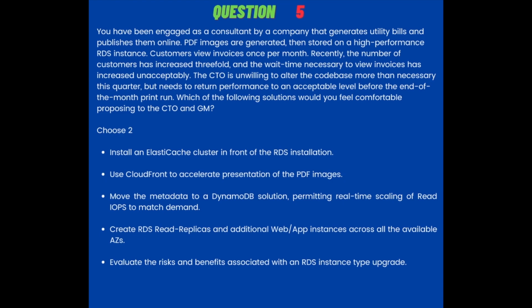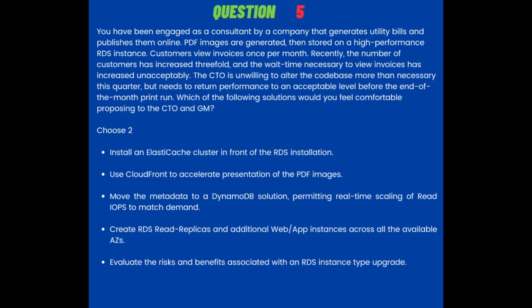Recently, the number of customers has increased threefold, and the wait time necessary to view the invoices has increased unacceptably. The CTO is unwilling to alter the code base more than necessary this quarter, but needs to return performance to the acceptable level before the end of the month print run. Which of the following solutions would you feel comfortable proposing to the CTO and GM?